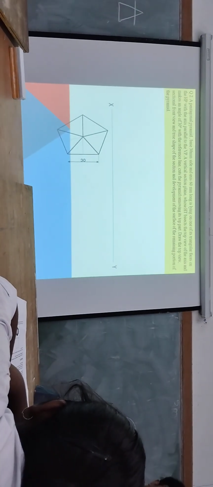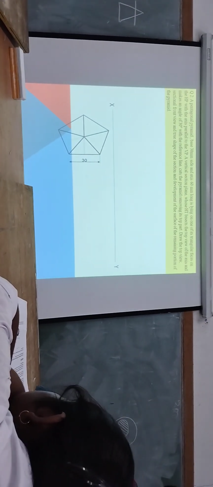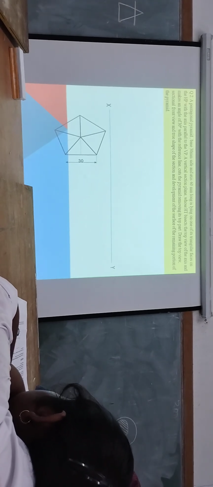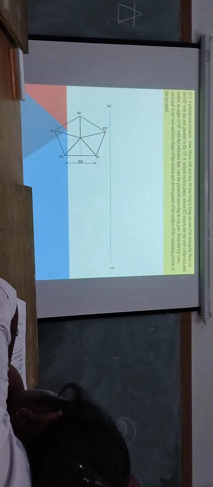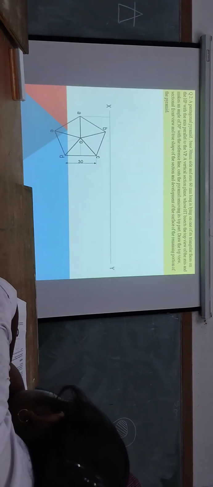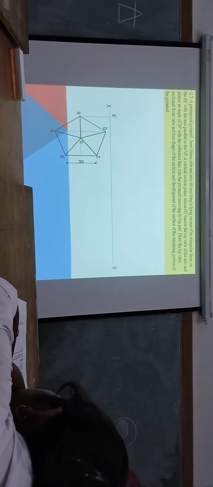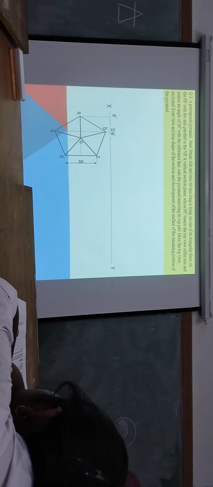Slant height, it is a pyramid, so slant height also you have to mark on the top view. Next, keep the numbering A, B, C, D, E. Now draw the projection line and complete the front view.